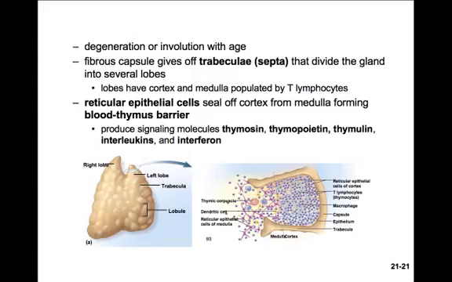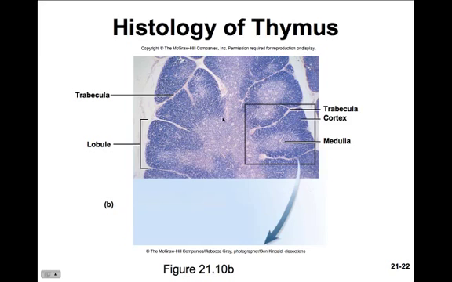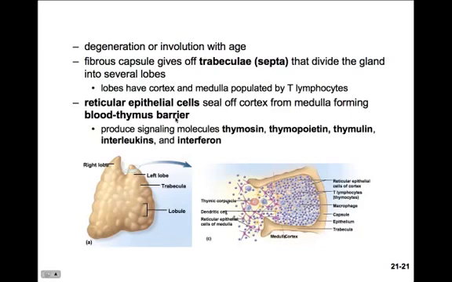That is because young children are much more active in developing their immune functions than we are as we age. The thymus is divided into several different lobes by the formation of trabeculae given off by the fibrous capsules. These trabeculae, or septa, divide up the gland. You can see them clearly here in this micrograph. We have different lobules separated by trabeculae.